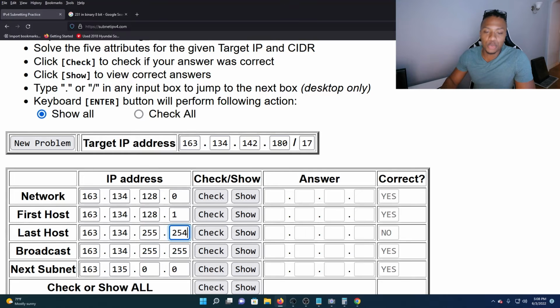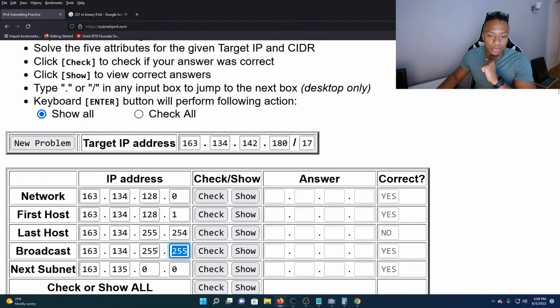And then this would be 254. That's why we have to pay attention, because at the same time we have to think like, okay, this is -1 from the broadcast address. That's the last host always, -1 from the broadcast address. -1 is going to be just, you know, subtract from here.